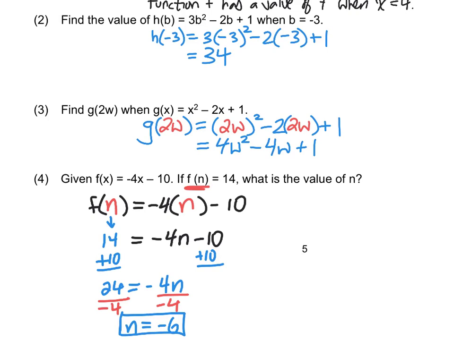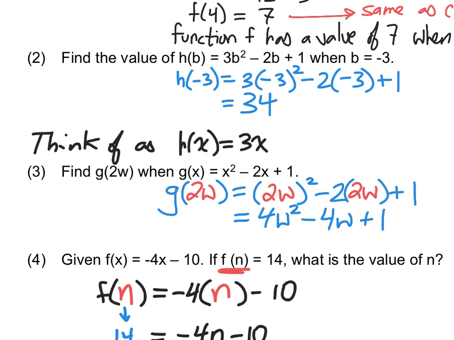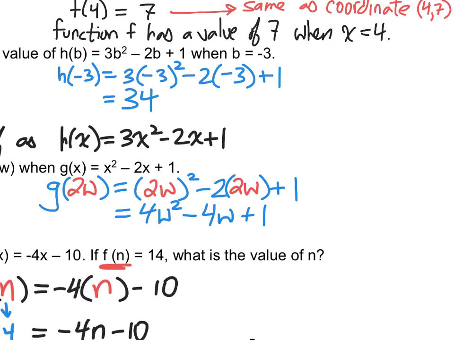All right, so number 2, it was in terms of b, but there's no reason why it can't be in terms of x. So I'm going to think of it as, and I'll write this step out, but you don't have to write it. I'm just doing it for notes. So think of h of x equals 3x squared minus 2x plus 1 when x is equal to negative 3.